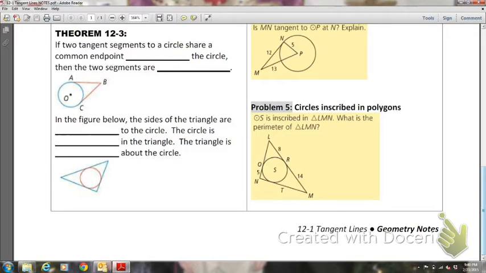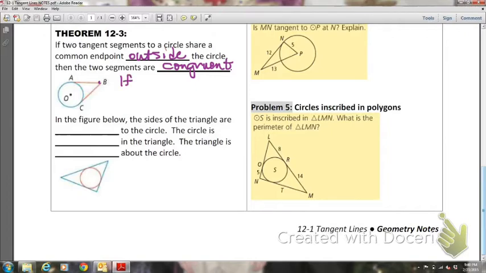The third theorem in this lesson says that if two tangent segments to a circle share a common endpoint outside of the circle, then those two segments are going to be congruent. So here in this diagram, we have a common point B outside the circle, and we have two tangent segments that are BA and BC.